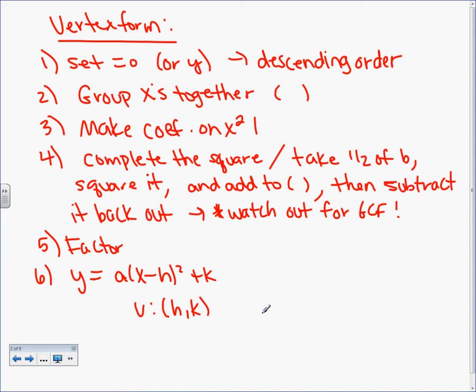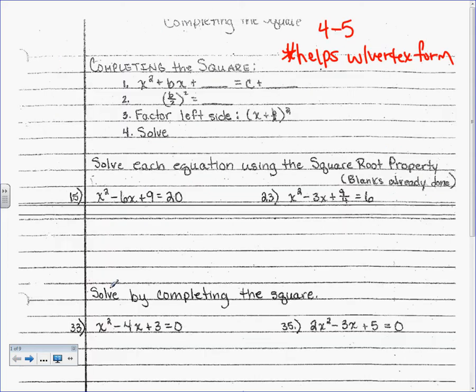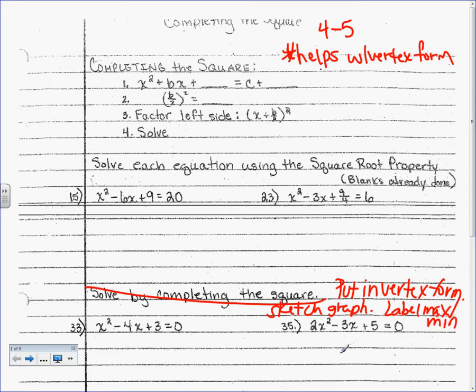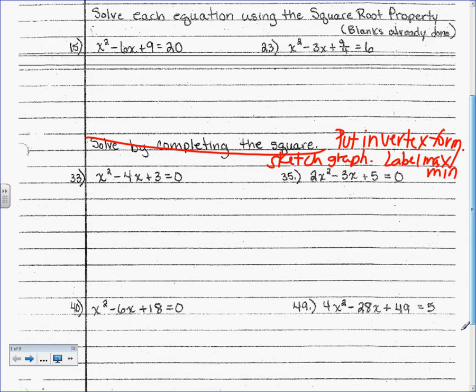Okay? But today, we're going to pretend this says, put in vertex form, maybe something like sketch a graph, and label max or min. Put in vertex form, sketch a graph, label max or min. We're not solving these because we have better ways to do it.